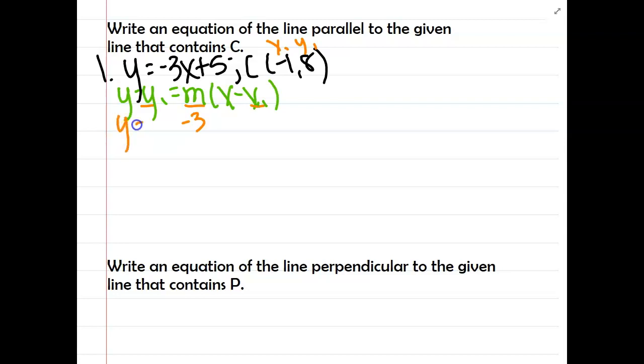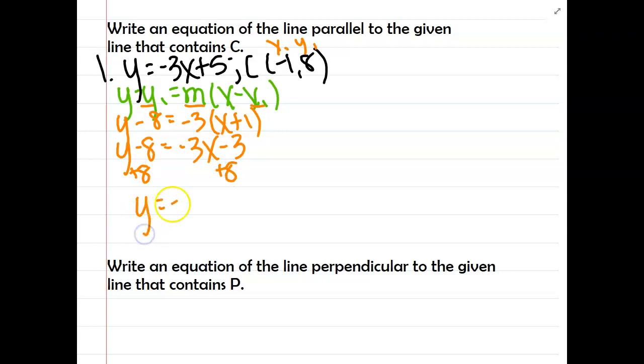We're going to do y minus. My y coordinate is 8 equals -3 times x minus -1 would turn into a +1. And then we want to make sure we write it in slope-intercept form. So y minus 8 equals -3x minus 3. And then to get rid of the -8, we will add 8 to both sides. So y equals -3x plus 5.